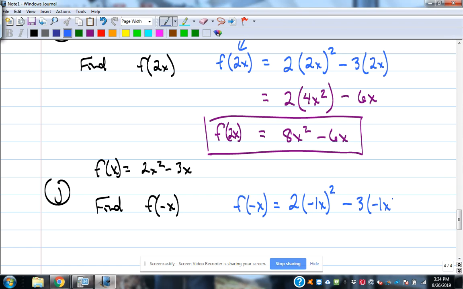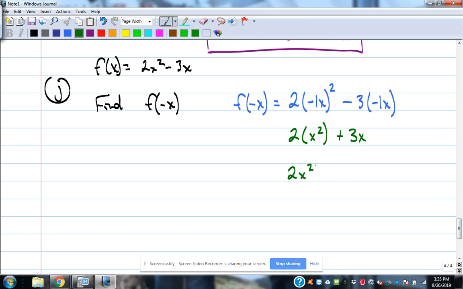When you see that negative x, you think negative 1x that you're putting in there. So when you square negative 1x times negative 1x, negative 1 times negative 1 turns into positive 1, and then x squared. So it'd be 2 times x squared. And then this one's going to be negative 3 times negative 1 becomes positive 3x. That's just going to be 2x squared plus 3x. That's what that plugged in works out to be.